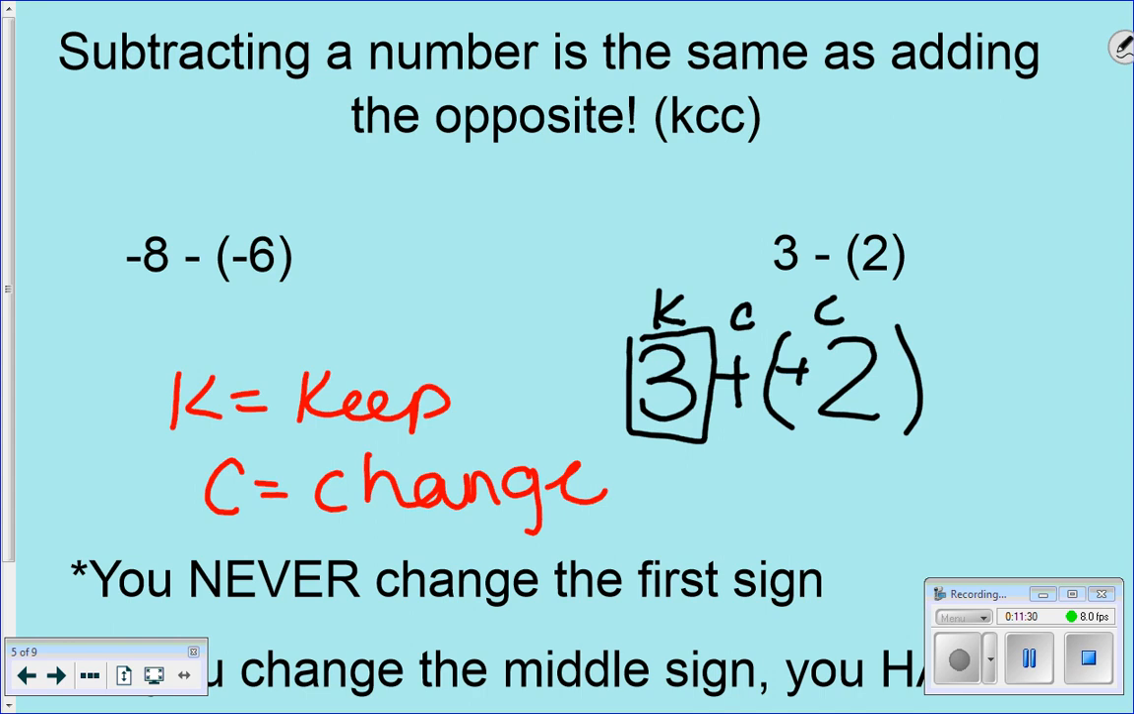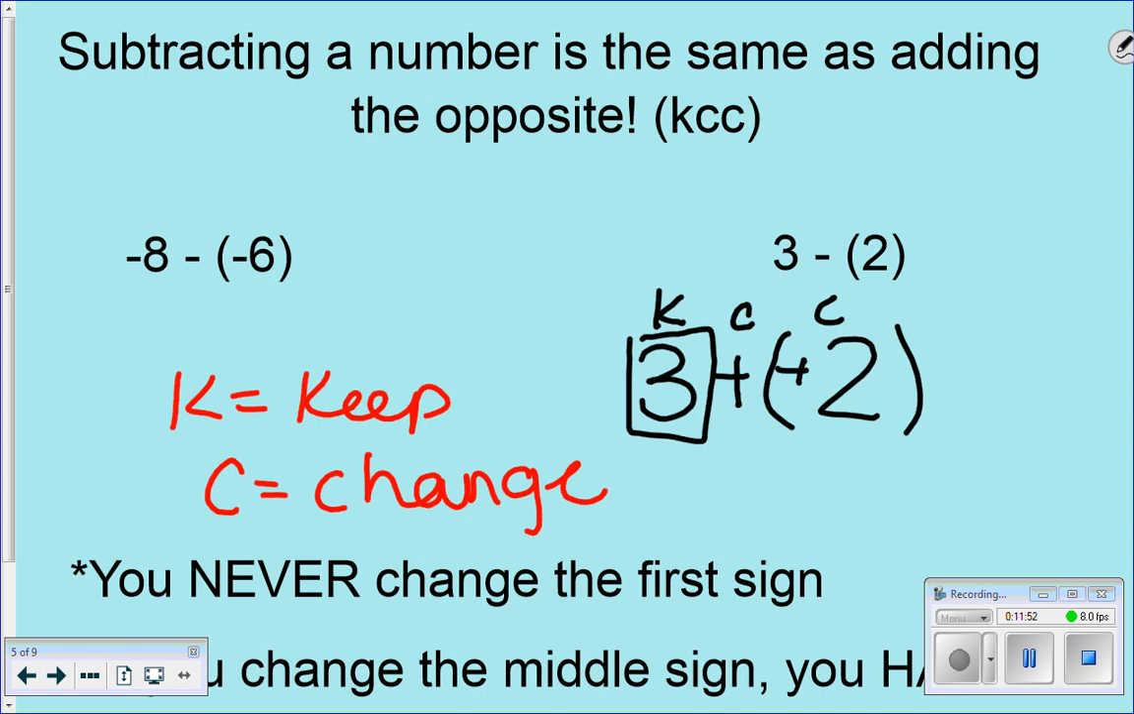Okay? So the first number, you never ever change the sign. It stays the same. The second sign, which is most likely going to be a subtraction sign, you're going to change it. But if you change that middle sign, you have to change the last sign. That's why it's called KCC. Keep, change, change. Okay? And I can't tell you, I have 8th graders and probably 9th graders who still call this KCC. I don't know, it's just the way they can remember it.